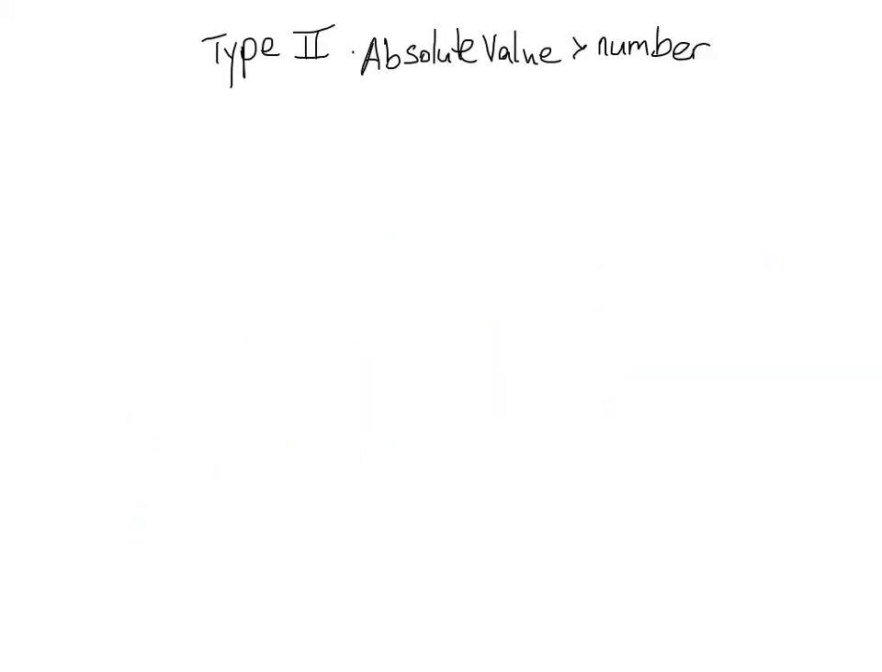In our second type of absolute value inequality, our absolute value expression will be more than, or greater than, the number. So let's just jump right into an example so you can see what I mean. So we're going to solve the absolute value inequality 3x minus 2 is greater than 8. All right, so what this means is that the distance of our expression 3x minus 2 away from 0 will be more than 8.